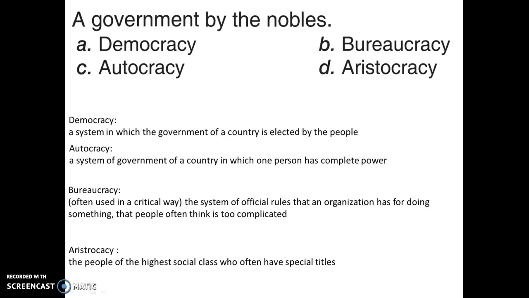Democracy is a system in which the government of a country is elected by people. I told you it is not related to nobles. Autocracy is a system in which one person has complete power, so it is not related to nobles. Bureaucracy is the system of official rules that an organization has for doing something, so it is not related to nobles. So we are left with only aristocracy, which really means the people of the highest social class who often have special titles. So aristocracy means a government by nobles, and here we have our answer.